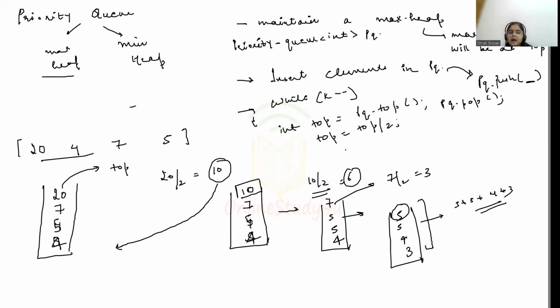Okay, and after that, I'll insert back into my queue after doing the operation. So I'll do pq.push top. Correct? After doing these operations, I'll pop out every element of my priority queue until the priority queue becomes empty, and I'll show you.